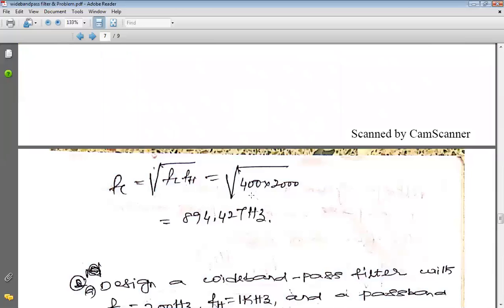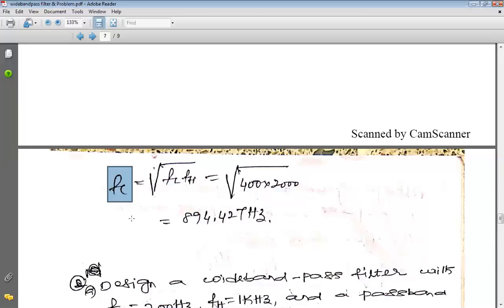Fl is the lower cutoff frequency, and fh is the higher cutoff frequency. The critical frequency is the frequency at which the gain is maximum. We are going to calculate the critical frequency as the square root of fl into fh, that is, the square root of 400 into 2000.